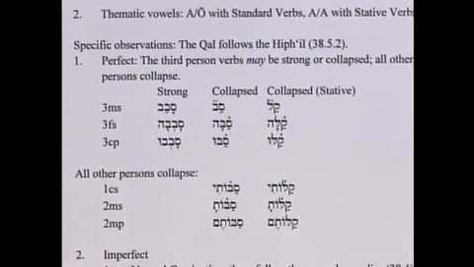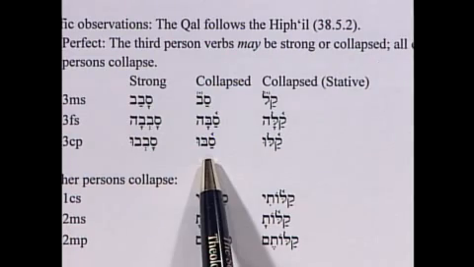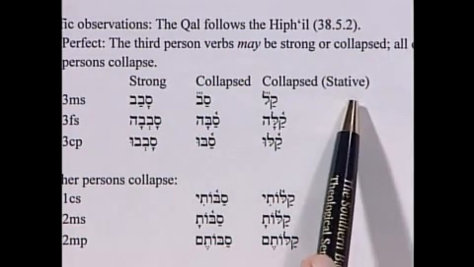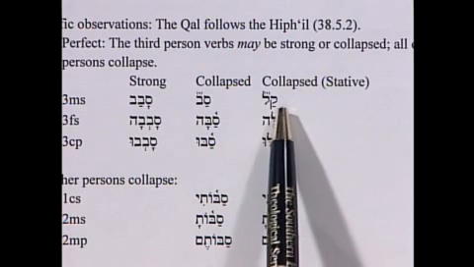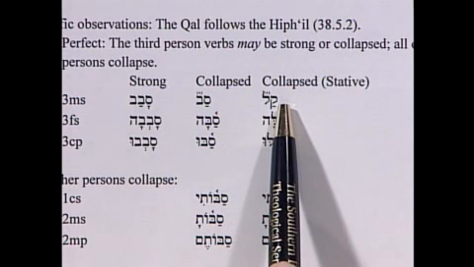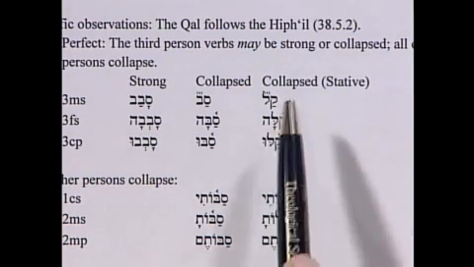Now we come down to the specific observations. I've already mentioned to you these strong forms again, and now I've collapsed them. These are just third persons that we're looking at here in the perfect. And now I'm giving you the stative forms. You get kal, which means light, and this is where we get our word Qal, as in Qal perfect, 3ms or something like that.